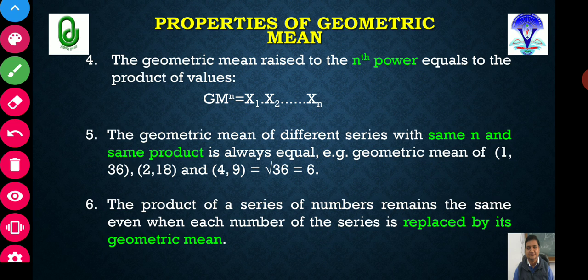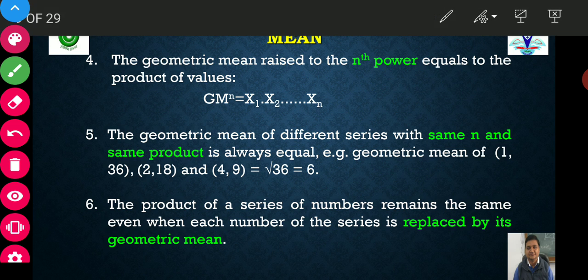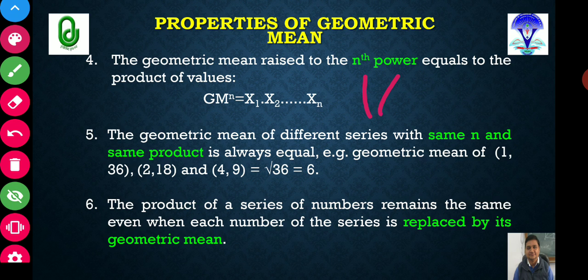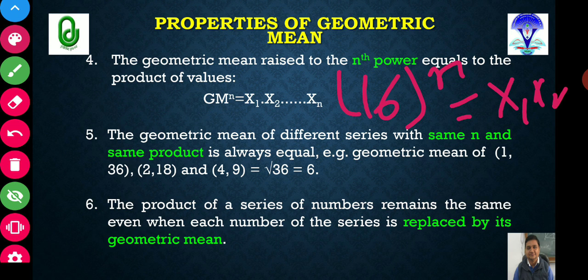Another one: the geometric mean raised to the nth power is equal to the product of the values. Suppose you have a geometric mean of 16. If you raise it to the power n, it will be equal to x1 into x2 up to xn. That means the geometric mean raised to the nth power is equal to the product of values. So this is a property of the geometric mean.